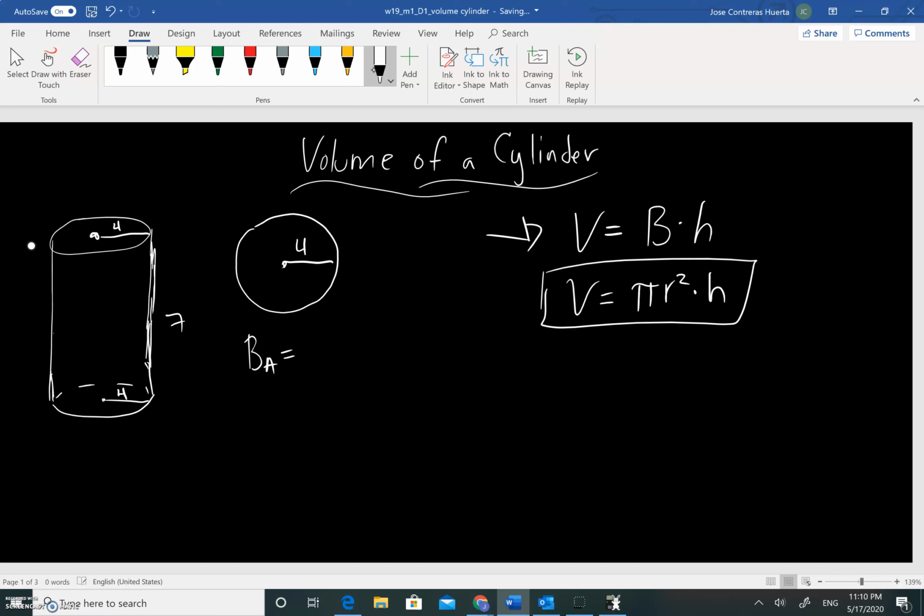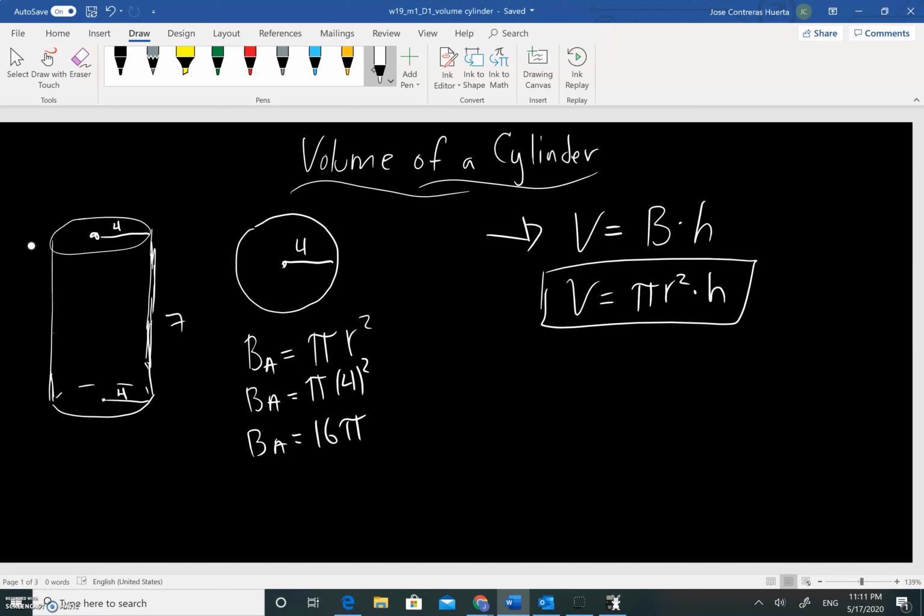Well, we know the radius is 4, so what's the formula for the area? Remember, the formula for the area of any circle is pi r squared. So BA is equal to pi times, in this case, my r is 4, so 4 squared. So BA is equal to 16 pi. Now, that's the area. For the volume, you have to multiply by the height.